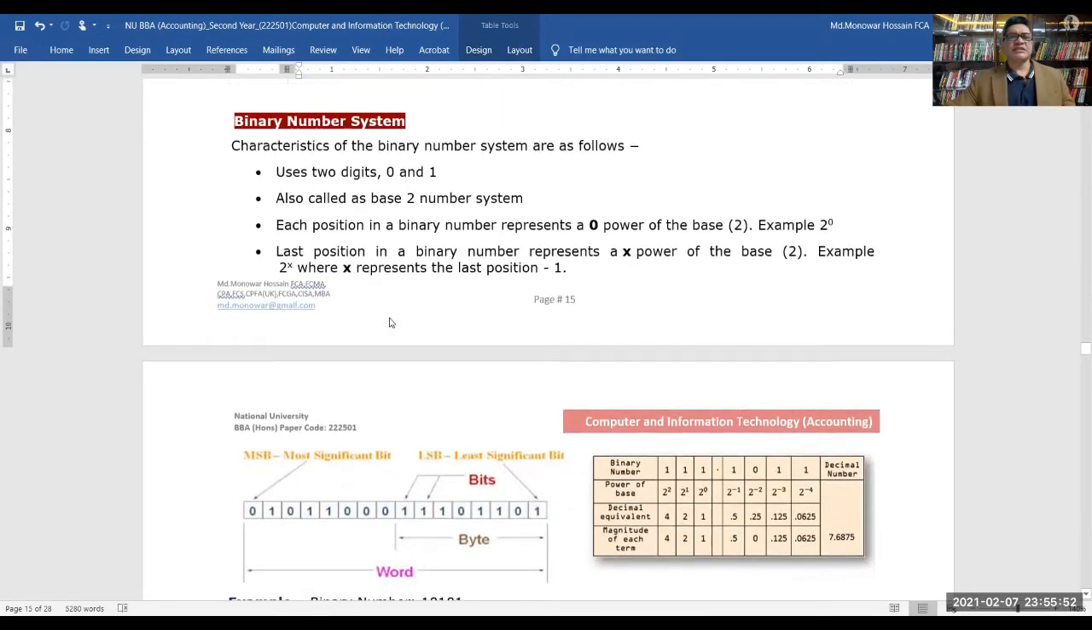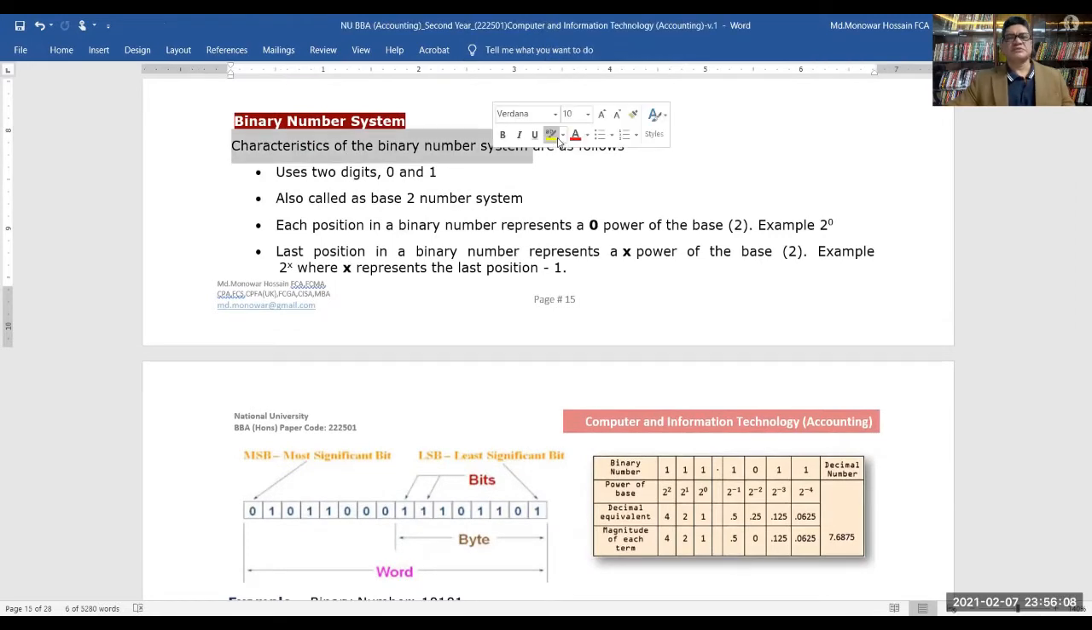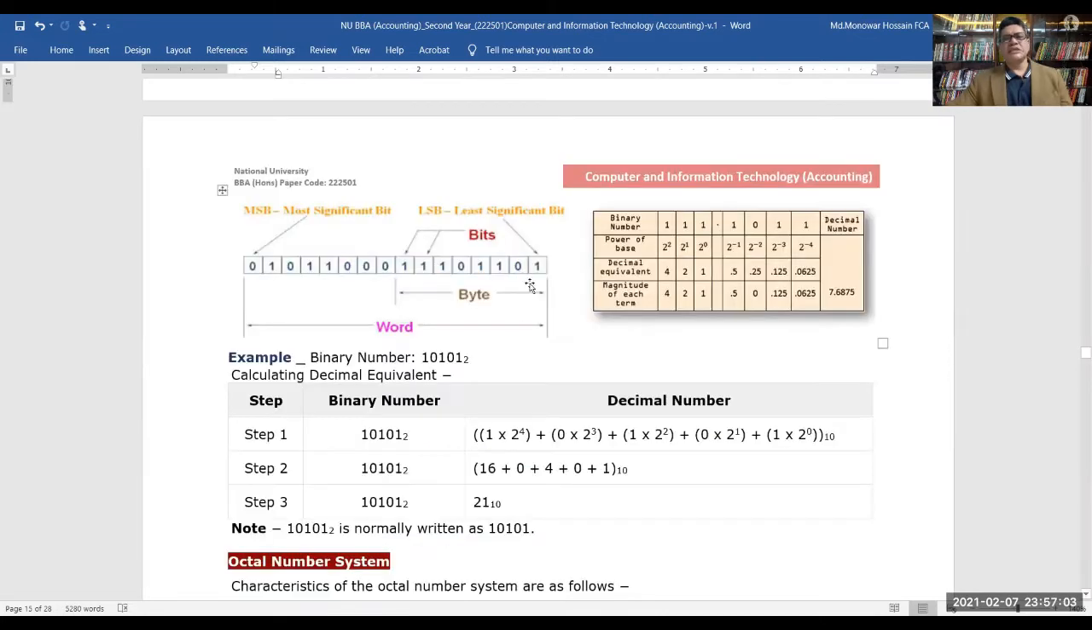If we see the binary number, the characteristics of the binary number system are that it uses two digits, 0 and 1, and is also called the base 2 number system. Each position in a binary number represents a power of the base 2. Each digit is called a bit, and 8 bits equal 1 byte.